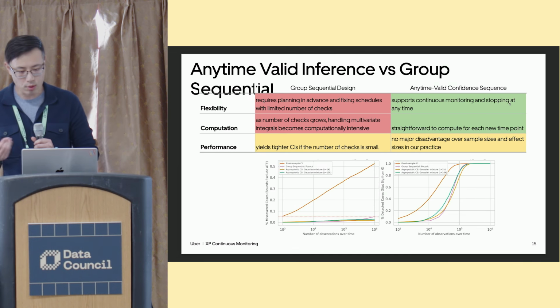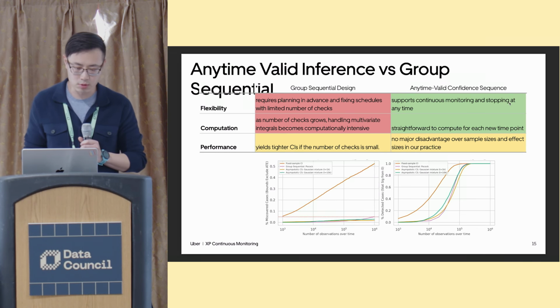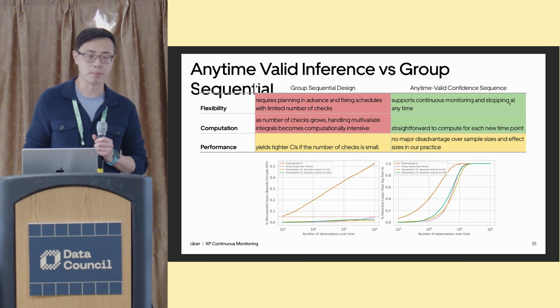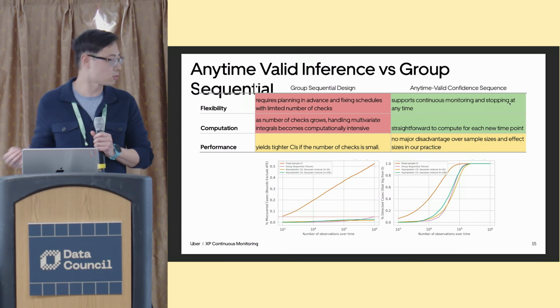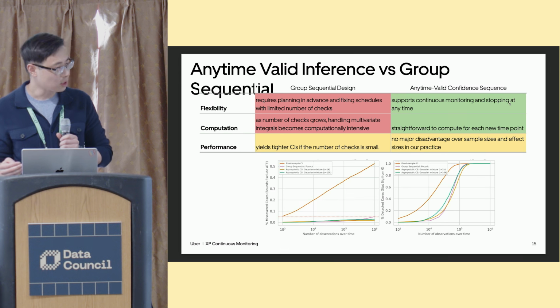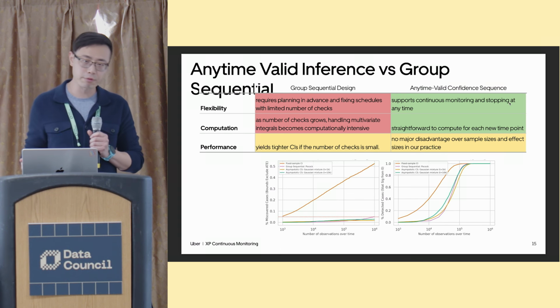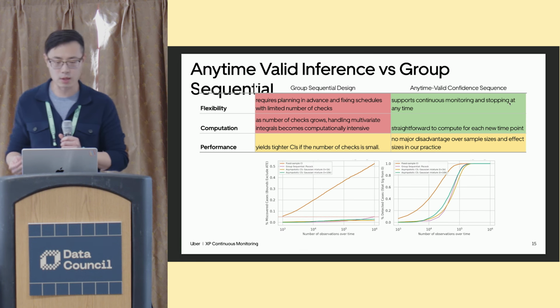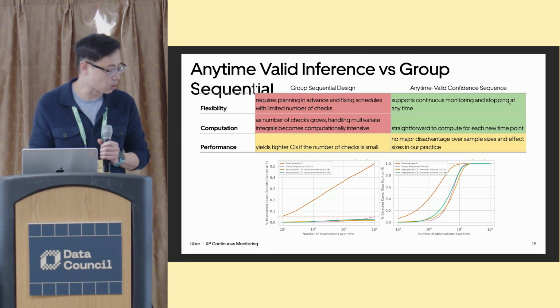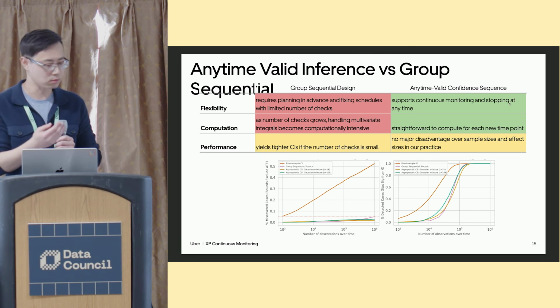Usually, it will give tighter confidence intervals if the number of checks is small, but you cannot exceed the scheduled runs, or do some real continuous monitoring. If you do that, all bets are off for statistical guarantee, and the computation can be very complicated due to those multivariate integral things in group sequential design.